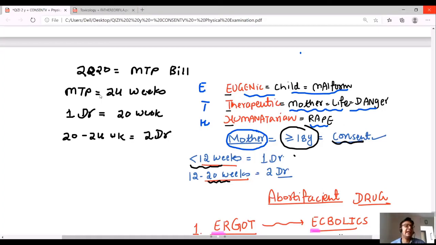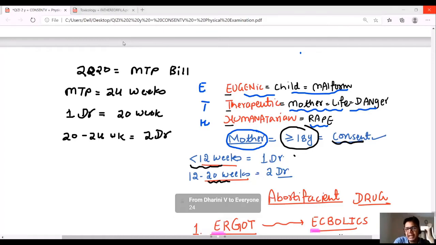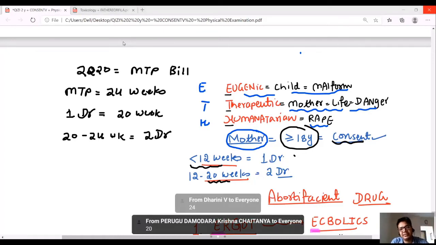But sir, again I'm telling you, it is a bill, not an act. It has been passed by the Lok Sabha and Rajya Sabha, but it is pending. Doctor, listen very carefully. I ask you a question: according to the MTP Act, medical abortion is indicated up to how many weeks?